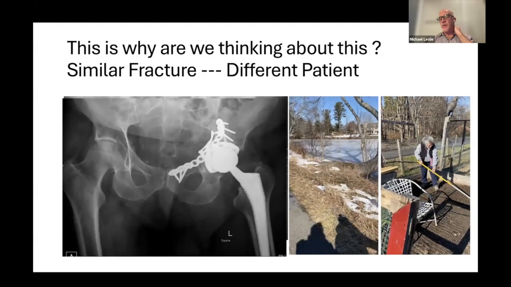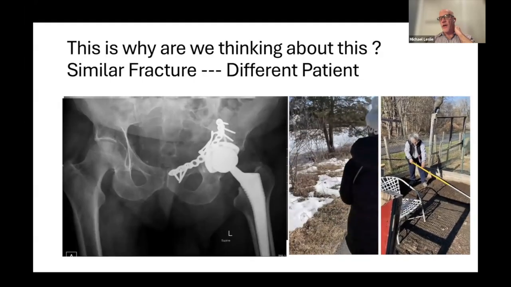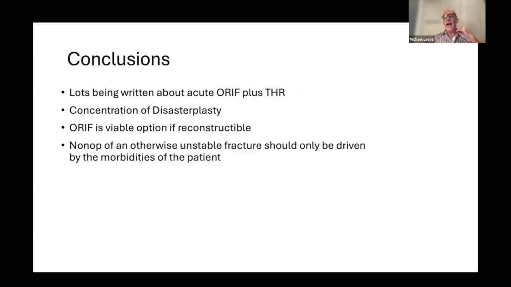And that's, I think, what we should be thinking about as we go forward here. Just in conclusion, these are the things that I took away here tonight. So lots being written about acute ORIF and total hip. We see that across the world. People are thinking about this, and we're going to have to get to some answers.